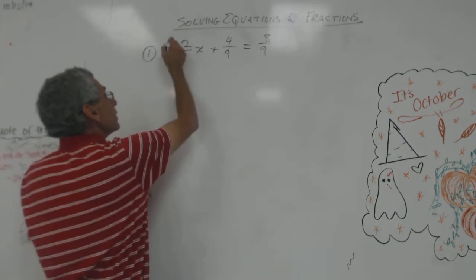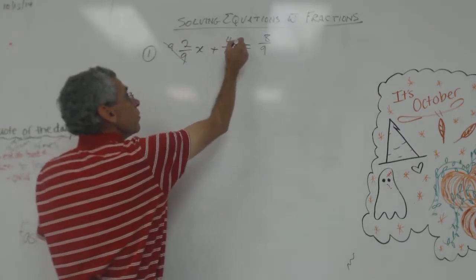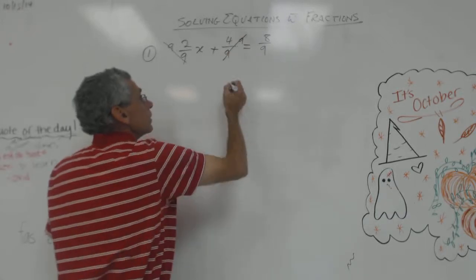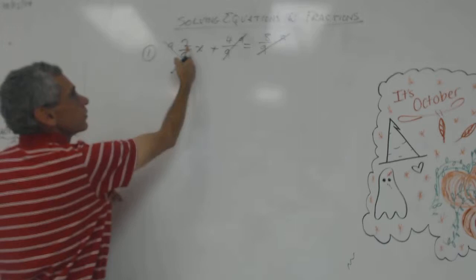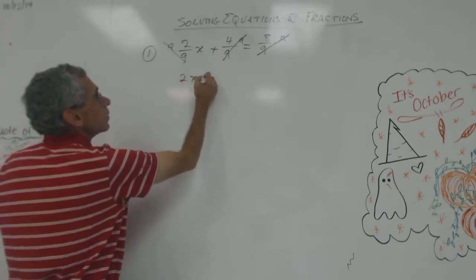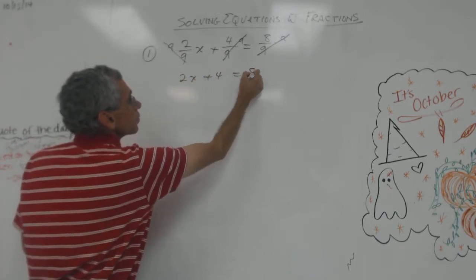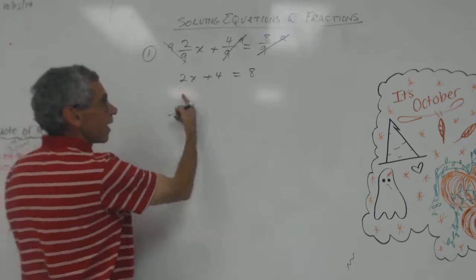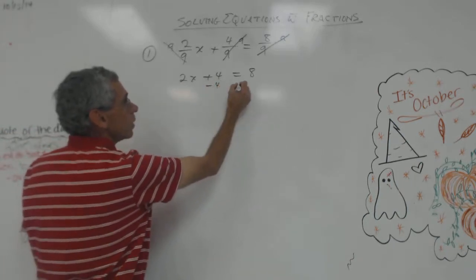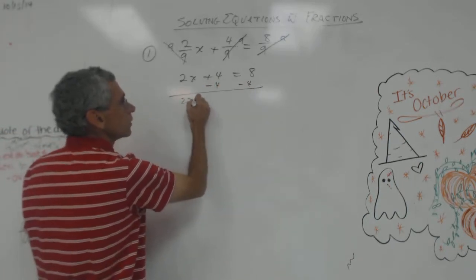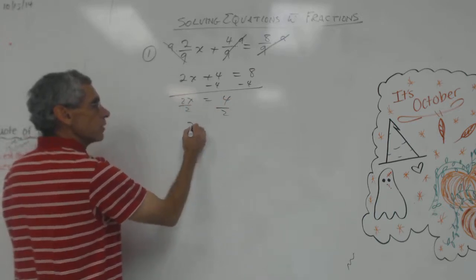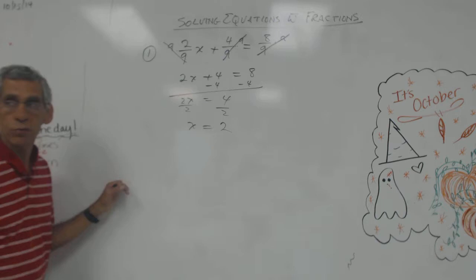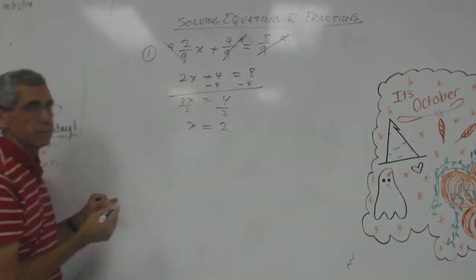So if I multiply that times 9, those 9s cross out. If I multiply that times 9, those 9s cross out. If I multiply this times 9, those 9s cross out. So all I have left is the numerators. 2x plus 4 is equal to 8. Well, that's really easy. Now I can solve this. Subtract 4, subtract 4. I've got 2x is equal to 4. Divide by 2. I'm doing this really fast. Is that okay? x is equal to 2. Right?